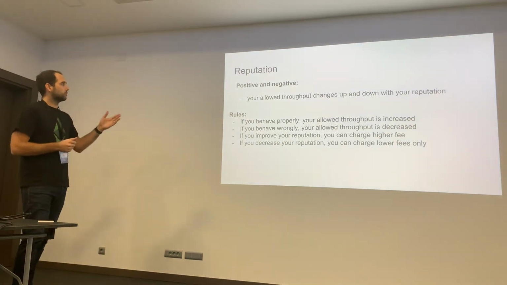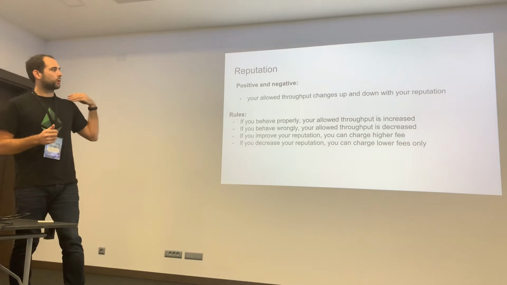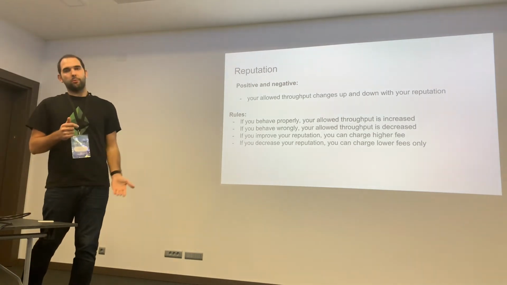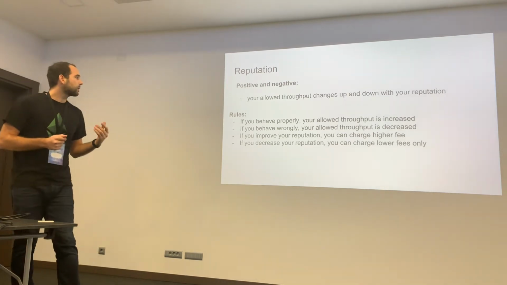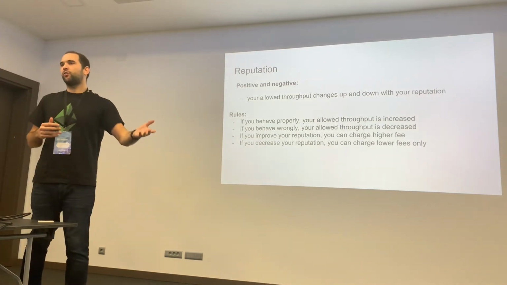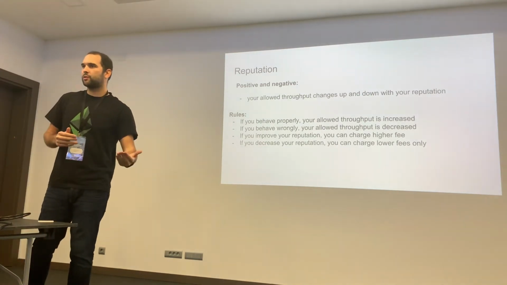So now we can write some rules. If you behave properly, your allowance, or your allowed throughput, is increased. If you behave wrongly, it's decreased. If you improve your reputation, you can charge higher fees, or you can make more transactions and all of this.